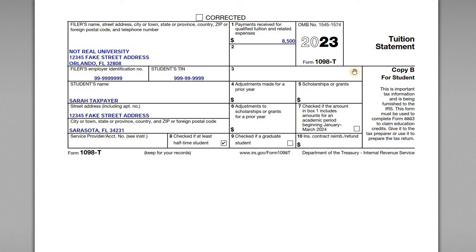So if they look at their 1098-T here, it was issued with the student's name, ID number, name of the university, EIN, and then we see $8,500 up there for the payments received for qualified tuition and expenses. And Box 8 is checked that shows that she was at least a half-time student during the year.